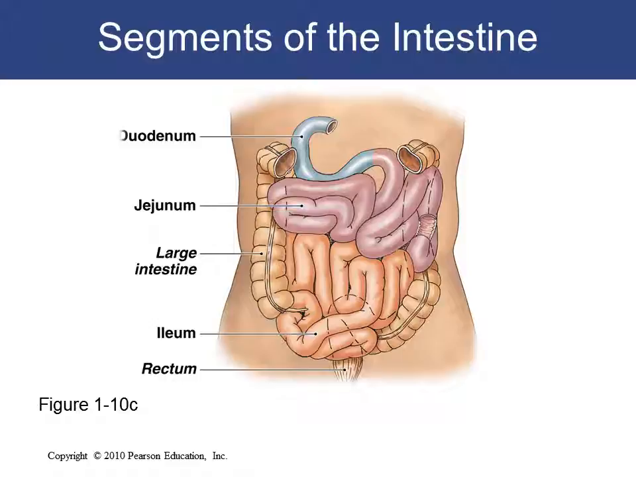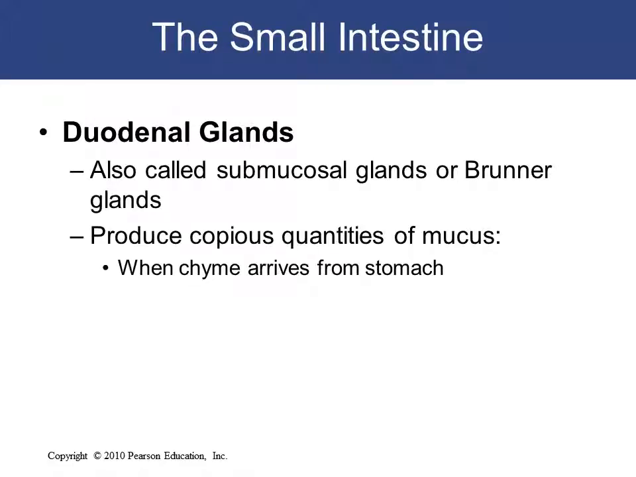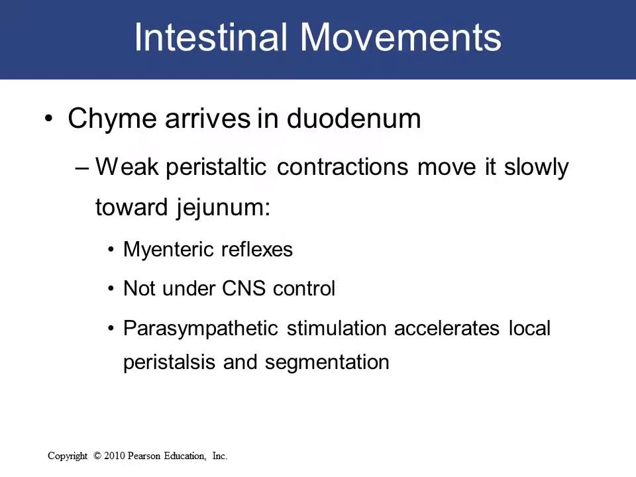So this is the picture. We have the ileum, which is about 3.5 meters long, and the small intestine also has the duodenal glands, also called the submucosal glands or Brunner's glands, and these produce a copious quantity of mucus, so that when chyme arrives from the stomach, this mucus, together with the bicarbonate and the bile salts, helps to neutralize the acidic content coming from the stomach.